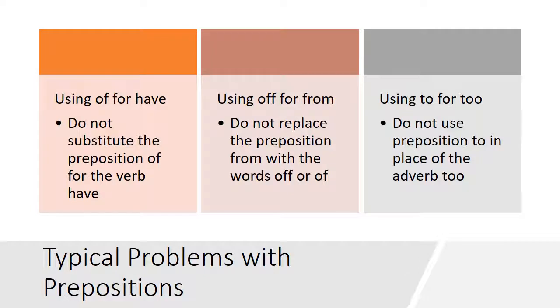Typical problems with prepositions. One of them is using of for have. Do not substitute the preposition of for the verb have. For example, they should have walked to the restaurant, not of. They should have walked to the restaurant. You've probably heard people say that.